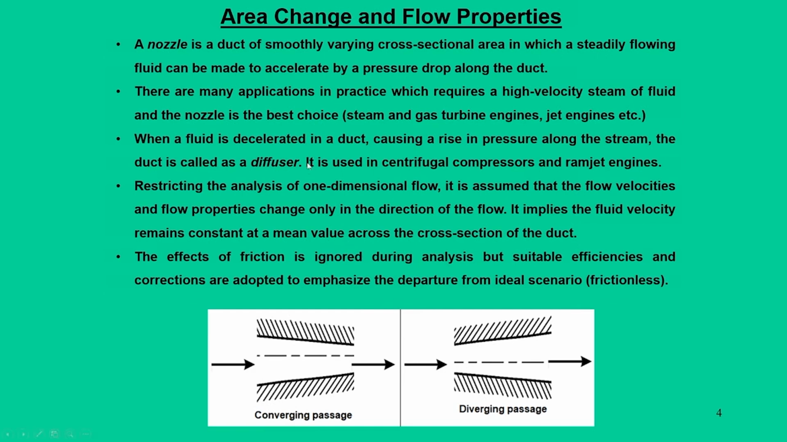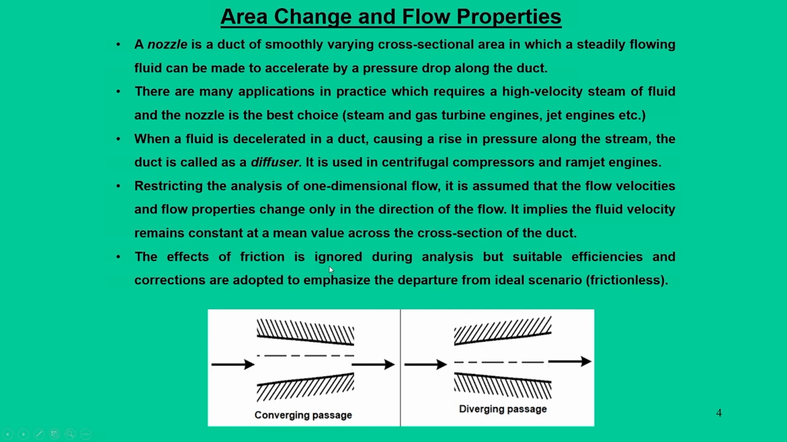Now, our analysis will stick to one dimensional flow. While talking about one dimensional flow, we can have a converging passage where the area decreases along the direction of the flow, or we can have a diverging passage where the area increases along the direction of the flow. And of course, we do not look into the effect of friction, which is ignored.